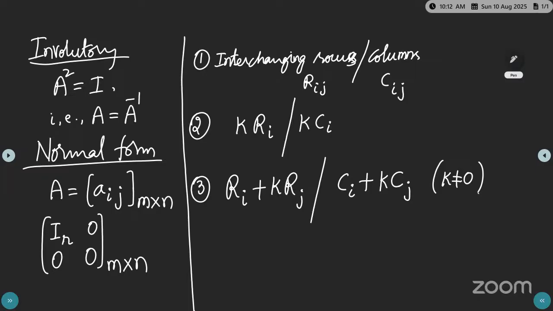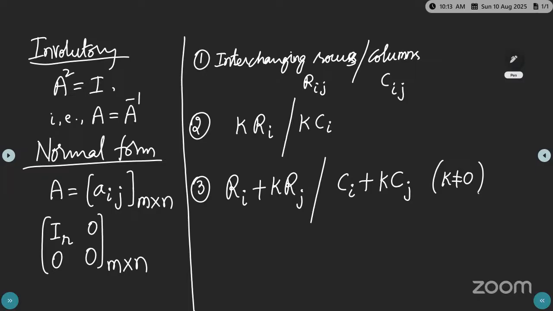Similarly, multiplying the ith column with a non-zero scalar k and adding it to the corresponding elements of the jth column. So this is about the row and column transformations.